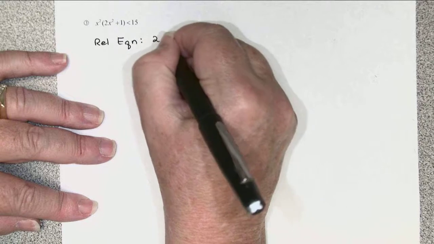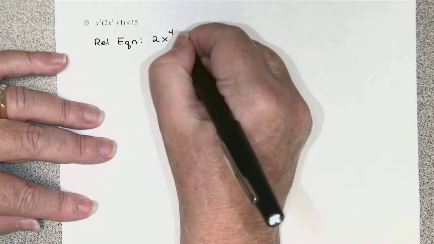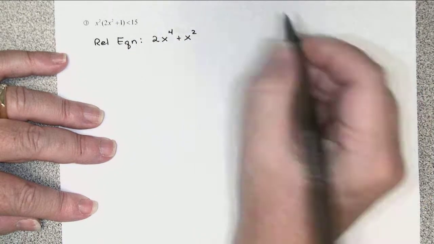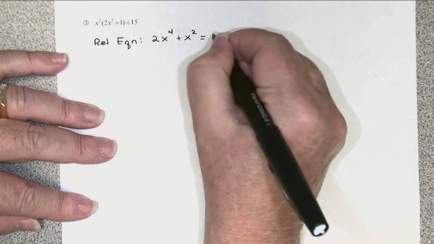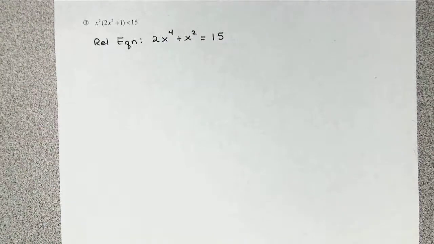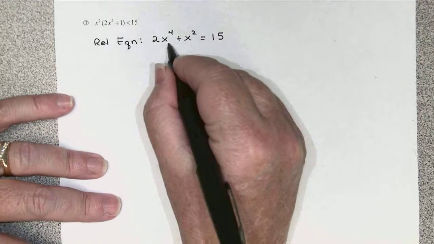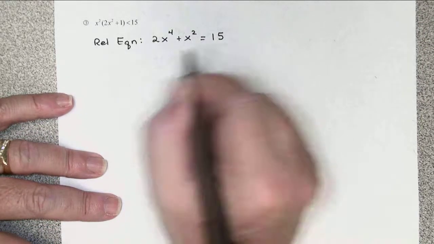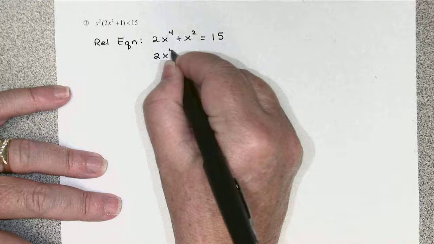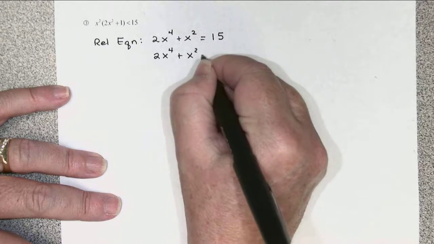So I'm going to both multiply it out. We'll make that 2x to the 4th plus x squared. And my related equation would say equals 15. To solve a polynomial equation, usually I want it equal to 0. So I'm going to go ahead and subtract the 15.